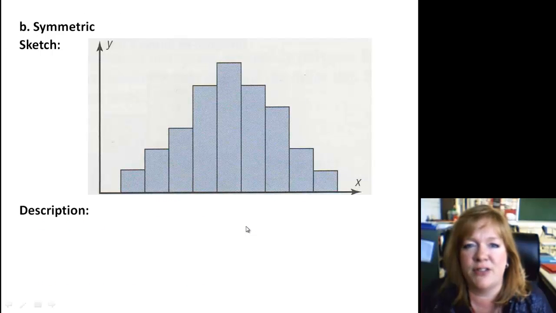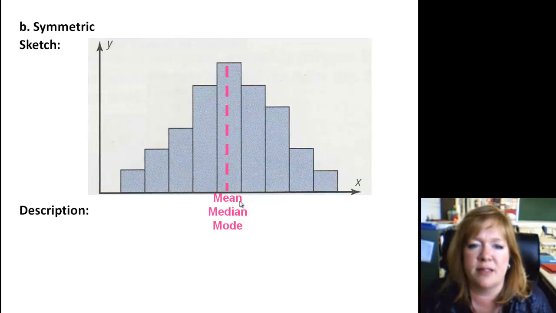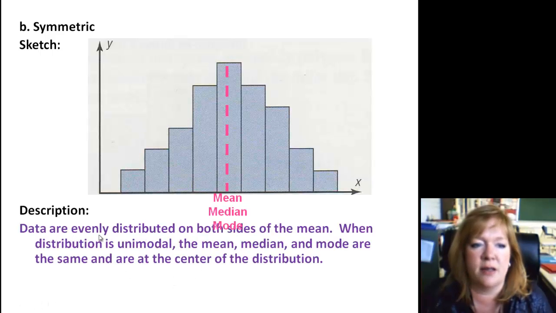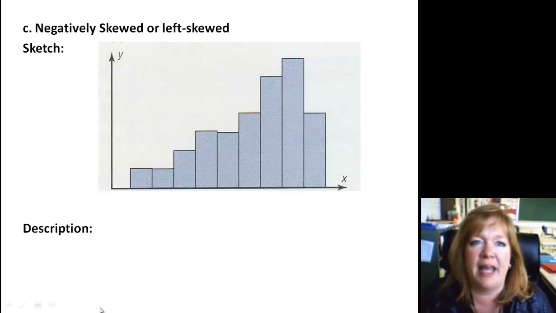Now, symmetric, oh, so beautiful. I love symmetry. The description here is that all three fall in the same place: the mean, median, and mode, the M's. The data are evenly distributed on both sides of the mean. When the distribution is unimodal, meaning there's only one mode, the mean, median, and mode are the same and are at the center of the distribution. I like that one the best. That's my favorite.